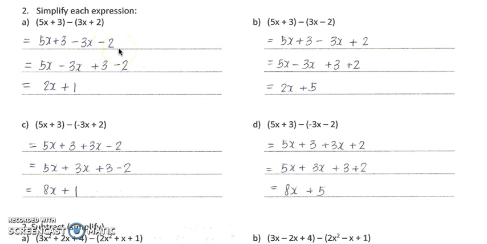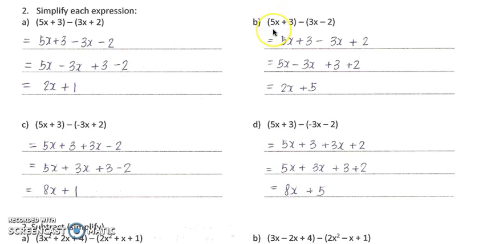Now collect like terms just like the last exercise when you were adding polynomials. 5x minus 3x are grouped together, plus 3 minus 2 are grouped together. 5x minus 3x is 2x, plus 3 minus 2 is plus 1.